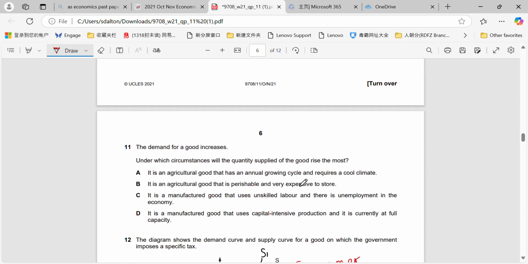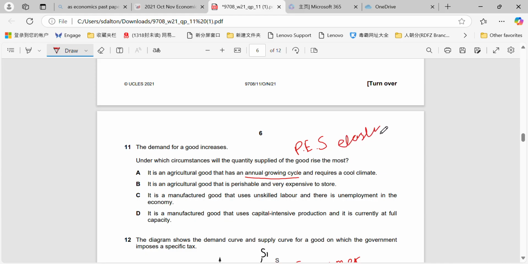Okay, question 11. Demand for a good increases. Under which circumstances will the quantity supplied of the good rise the most? Okay, so demand increases, we're looking for when will the extension in supply be the greatest? So it's an agricultural good that has an annual growing cycle. That is not going to help their PES be elastic. Essentially, that's what we're looking for, right? We're looking for a PES to be elastic because we want them to be responsive to the changes in demand.